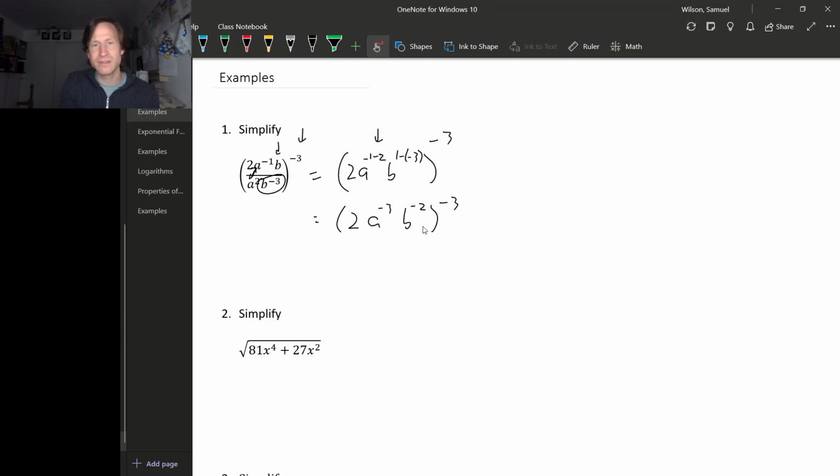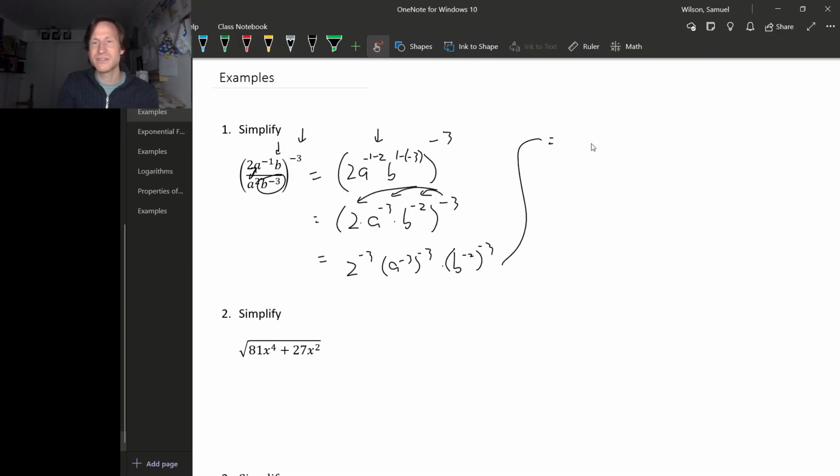And this whole thing is to the minus third. Now remember, we have a product here. These things are built out of products, so this exponent distributes across the product. So this is 2 to the minus third times a to the minus third to the minus third times b to the minus second to the minus third.